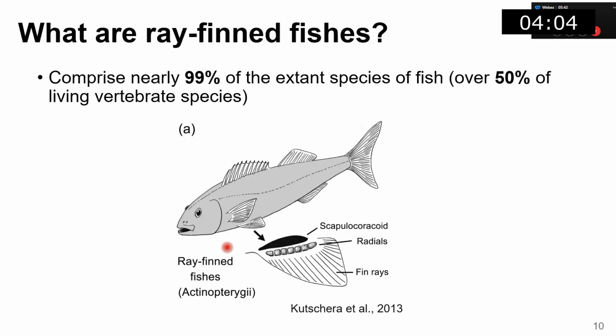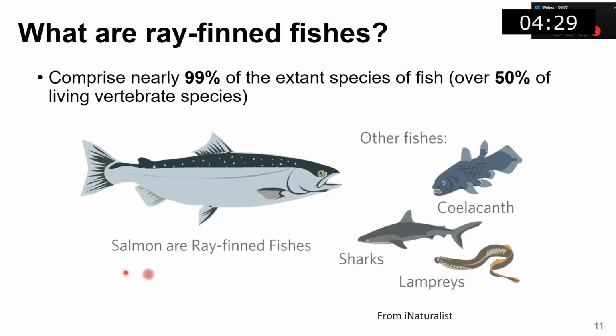So what are ray-finned fishes? The ray means the bony structure supporting the fish fin. Ray-finned fishes comprise nearly 99% of extant species of fish and over 50% of living vertebrates. So most fish species are ray-finned fishes. Salmon are ray-finned fish, but sharks, the coelacanth, and lampreys are not ray-finned fishes.